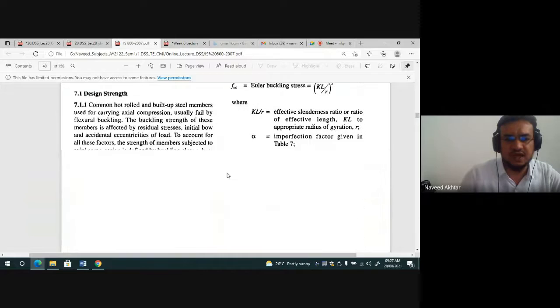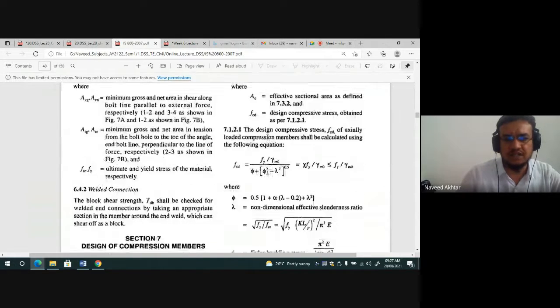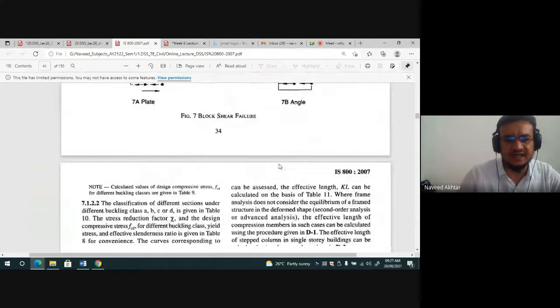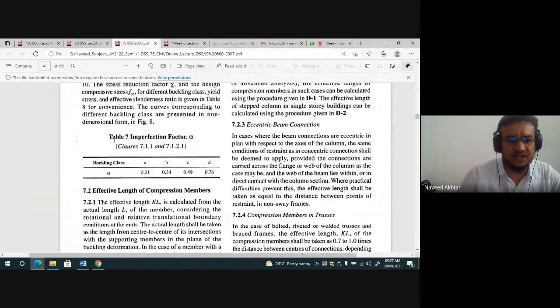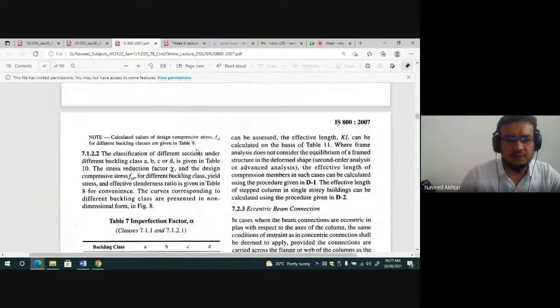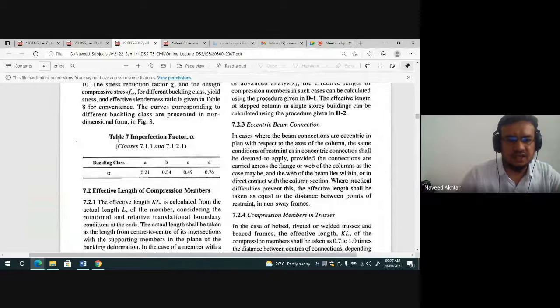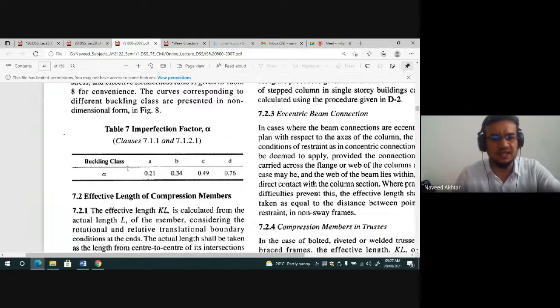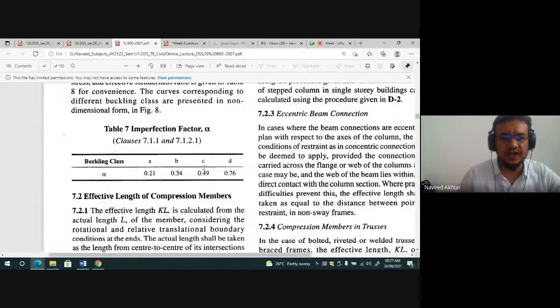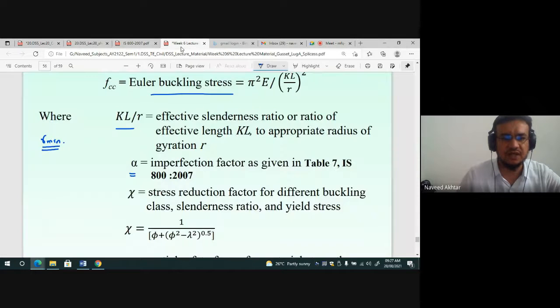If you go to IS 800:2007, all the empirical formulas are given. The imperfection factor alpha is given in Table 7 on page number 35, and it is based on the buckling class. So once you find the buckling class of the section using Table 10 of your IS code, you can easily find the alpha value. Alpha is the imperfection factor.